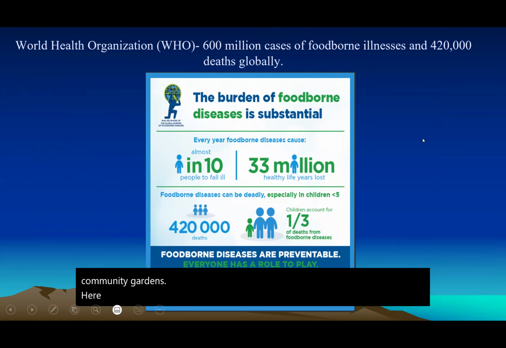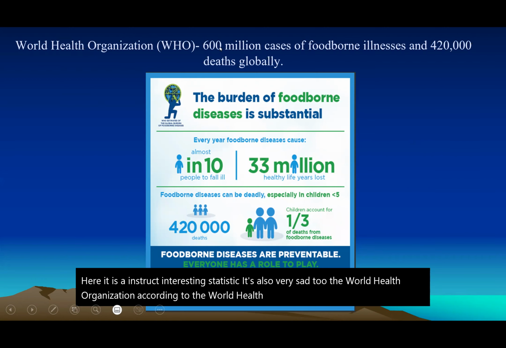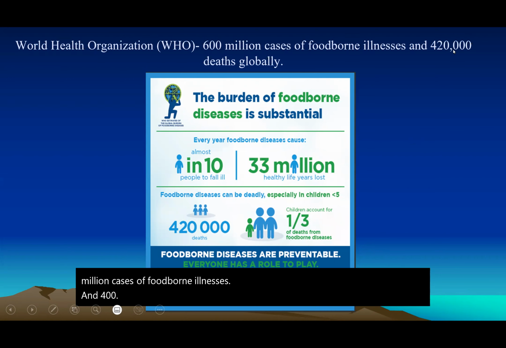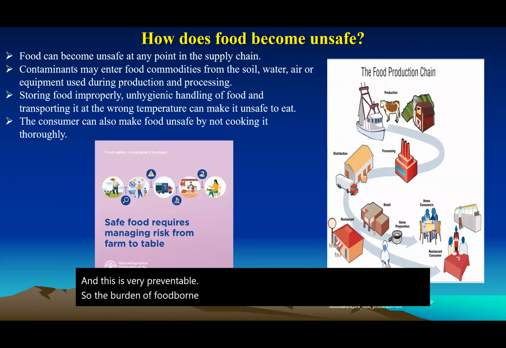Here is an interesting statistic. It's also very sad too. According to the World Health Organization, there are around 600 million cases of foodborne illnesses and 420,000 deaths globally. This is alarming, and a third of them are children. And this is very preventable. So the burden of foodborne diseases is huge.